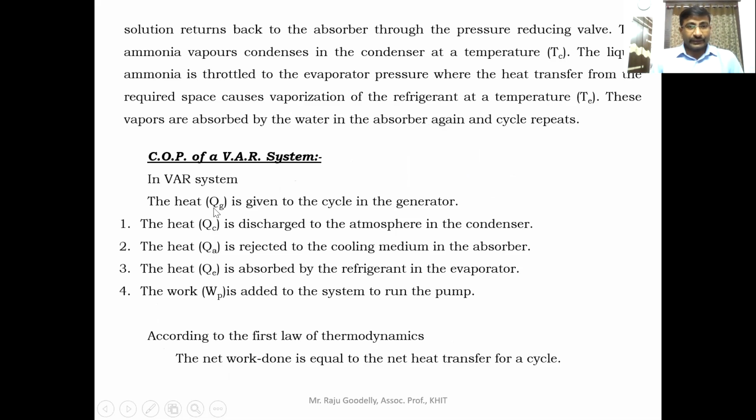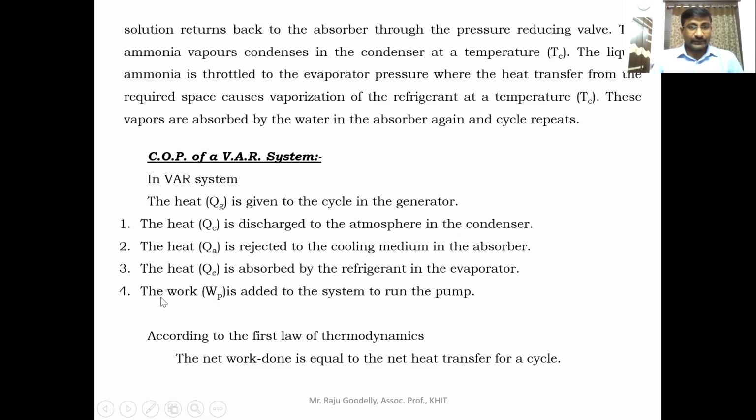In a VAR system, the heat QG is given to the cycle in the generator. QC is the heat discharged to the atmosphere in the condenser. Heat is also rejected to the cooling medium in the absorber. Both are the same, a cooling medium is required in the condenser and absorber. The heat is absorbed by the refrigerant in the evaporator, so there is heat input to the system in the evaporator.